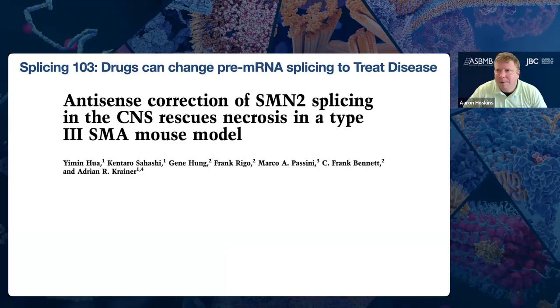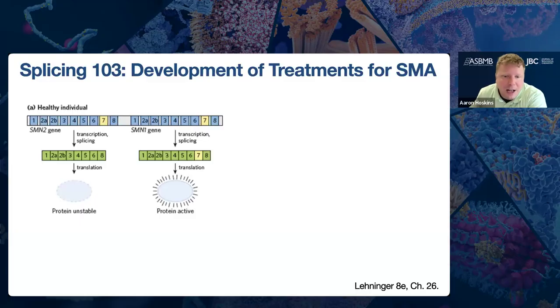So we're going to finish up thinking about how splicing can cause disease. How about curing disease? We can think about this with a disease called SMA, spinal muscular atrophy, and work done by Adrian Krainer. There's this really pioneering paper that came out several years ago.